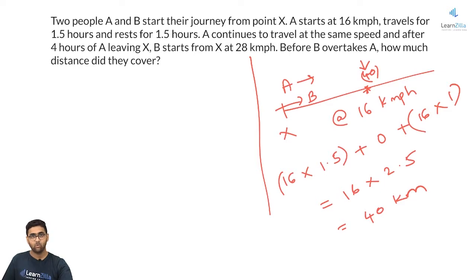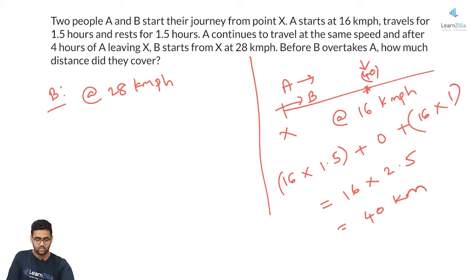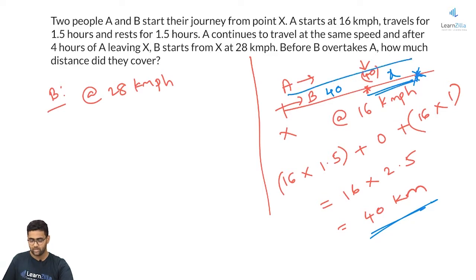Alright. Now what happens is, let us talk about B here. B starts his travel at 28 km/h, and before B overtakes A, how much distance did they cover? So let us say B overtakes A at this point, let's say this distance is x. As per our previous calculation, we have this to be 40. Okay. So they meet here, which means A travels from here to here, while B travels from here to here.